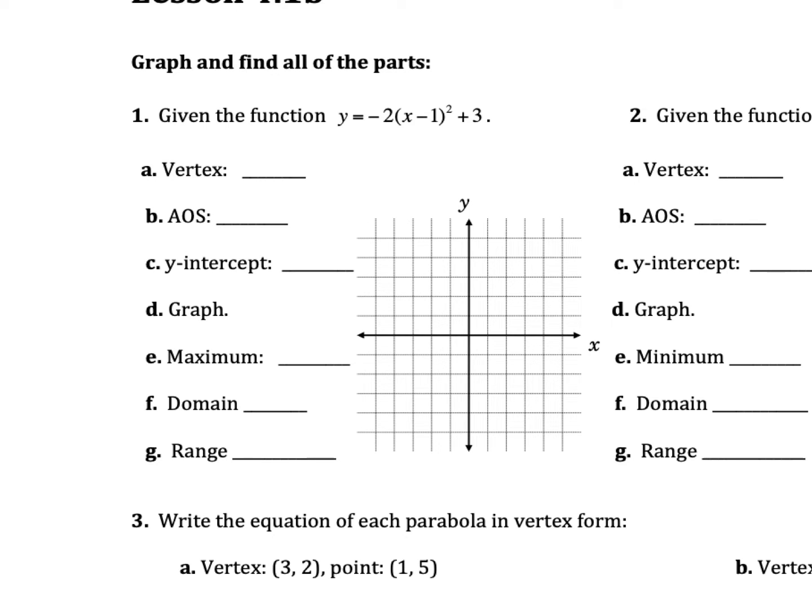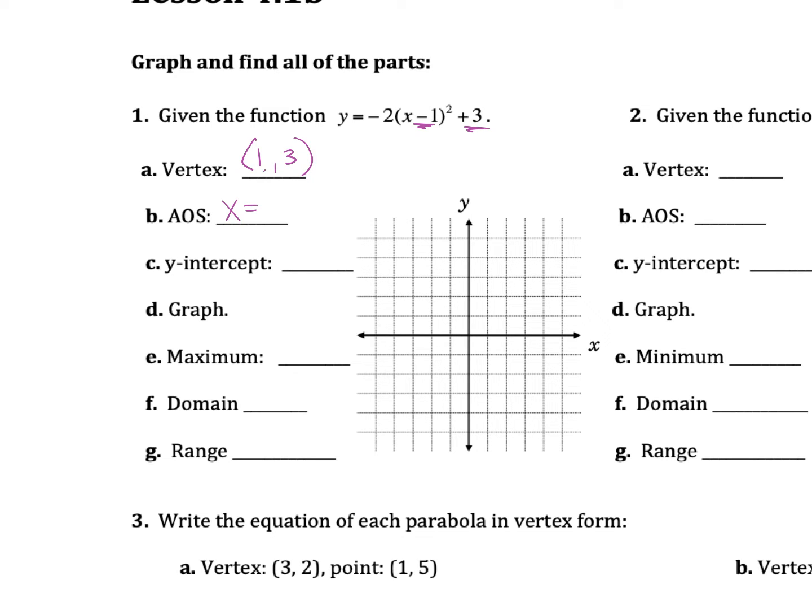So this first one, what did you find for your vertex? 1, 3. So opposite of what you see inside, same as what you see outside. Okay, so the vertex is 1, 3. How do you find the axis of symmetry? It's x equals 1. Where are we getting that?